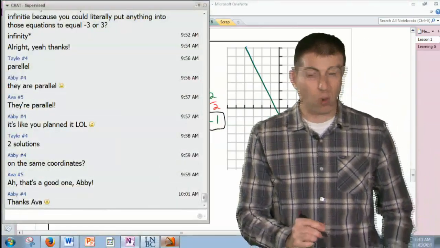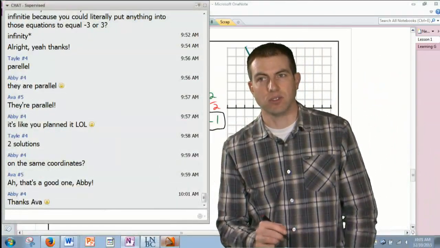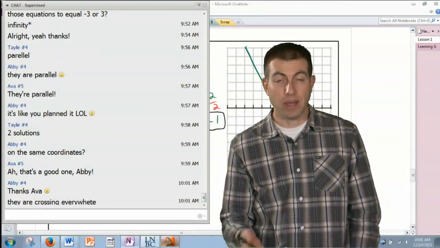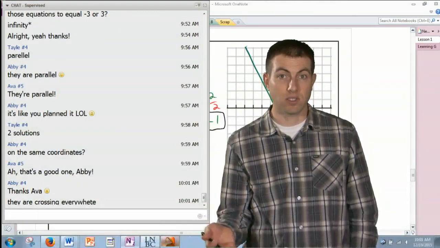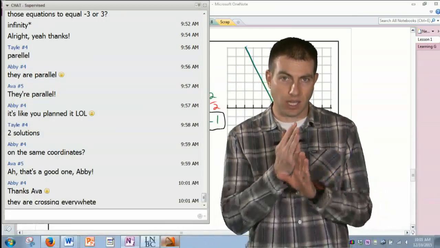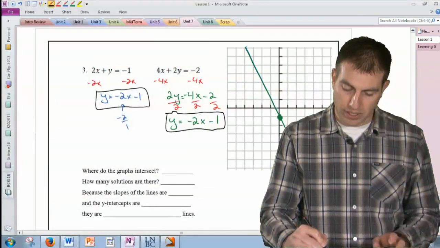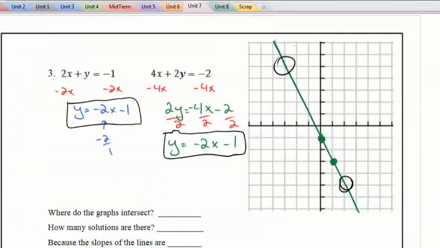How do we kind of quantify how many solutions there are? If I asked you how many solutions, they cross everywhere. So no matter where I look on that line, I have a solution. They're literally the same line. They lie on top of one another. So if I looked at this point, I would end up with a solution like right there. I'd have a solution here, I'd have a solution here, I'd have a solution here. Literally everywhere I have solutions. So where do the graphs intersect? Everywhere.